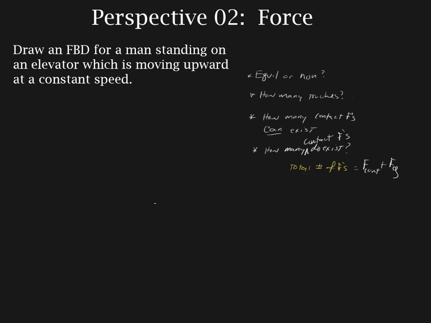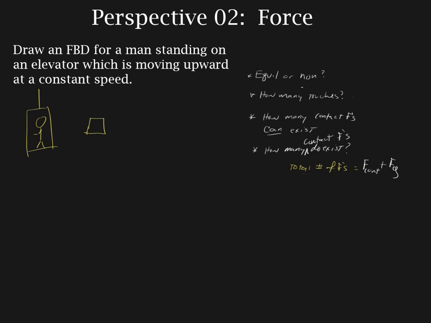Okay, so first let's draw a picture of what's going on. We have a man who is standing in an elevator, and that elevator, of course, is moving in the upward direction. If we're going to draw our FBD, we're going to start by using a box to represent the man and not the elevator. So this is where it's really important that you learn how to separate the object from its environment.